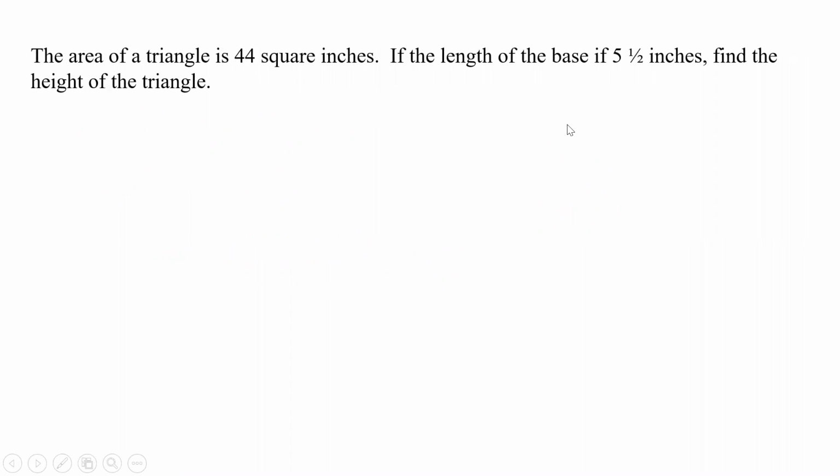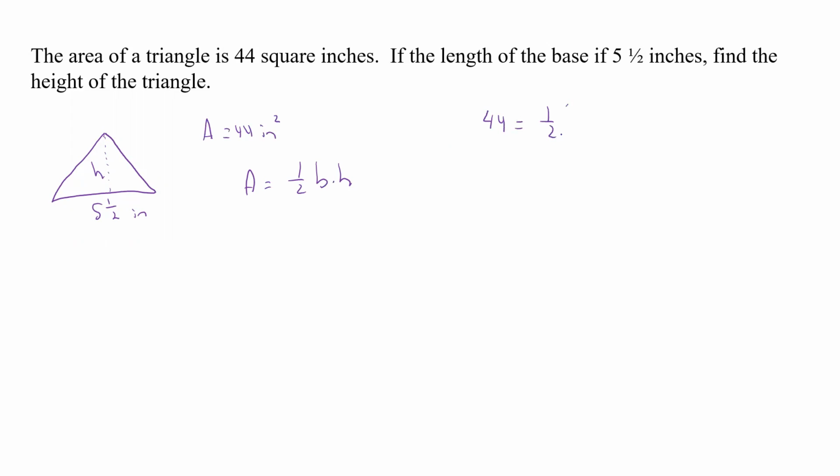All right, another triangle problem. So here it says the area of a triangle is 44 square inches. If the length of the base is 5 1/2 inches, find the height of the triangle. All right, so what do we have? Well, we have a triangle. We need the height. We know the base is 5 1/2 inches. And we know the area is equal to 44 inches squared. And we know the area of a triangle is 1/2 base times height. So we just plug in what we know. Area 44 equals 1/2, and then we times base.